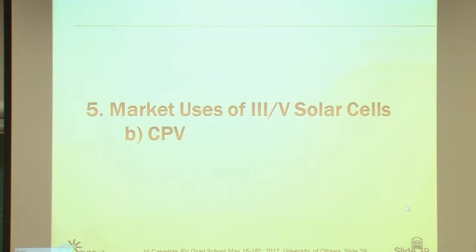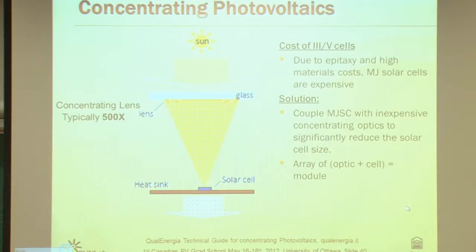Okay, now moving on to market uses on terrestrial, which is essentially CPV. Concentrating photovoltaics. So the cost of these 3-5 cells is high. It's due to the epitaxy and the high materials input costs. They're expensive, so the solution to bring this into terrestrial application is to couple it with inexpensive concentrating optics and work with a very small cell.